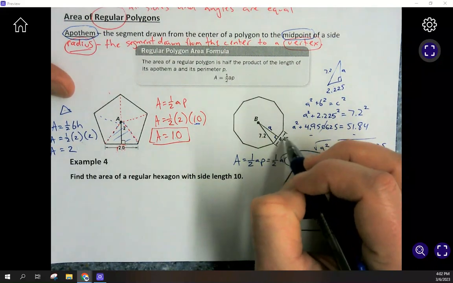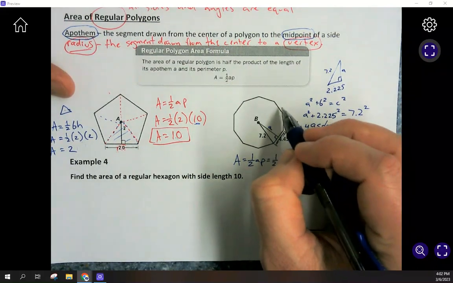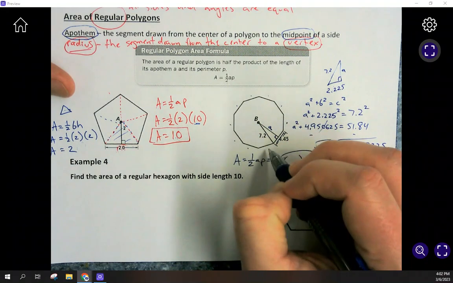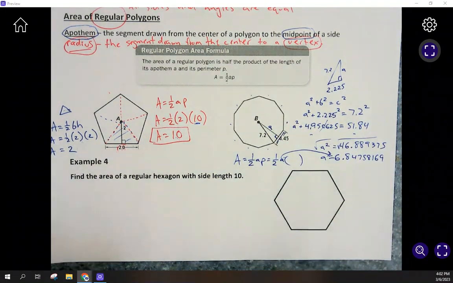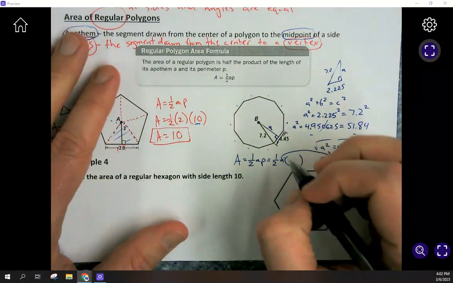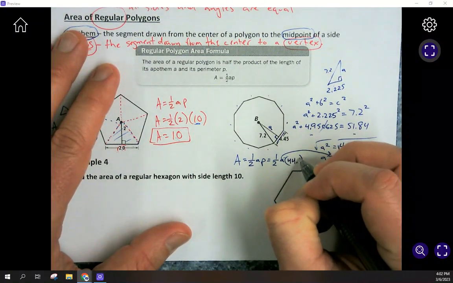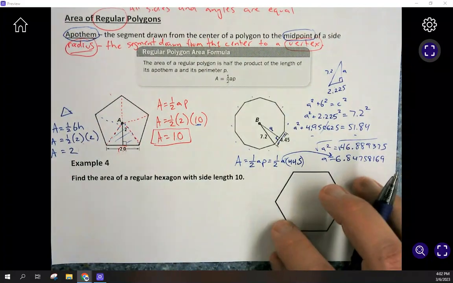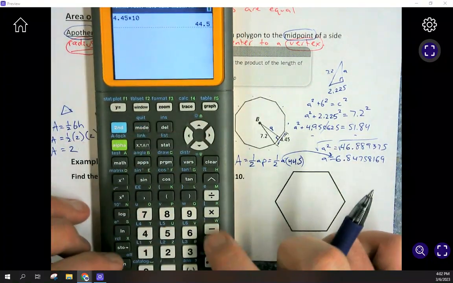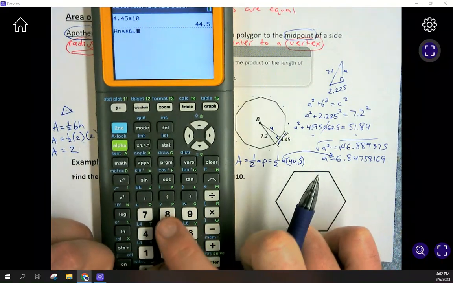we got to count up our sides here. Be careful. 1, 2, 3, 4, 5, 6, 7, 8, 9, 10. All right, so we have a decagon. We've got 10 sides here. So we're going to do 4.45 times 10, which is 44.5. So I've got that in my calculator here. I'm going to times it by the apothem, so I'm going to write out that whole thing.